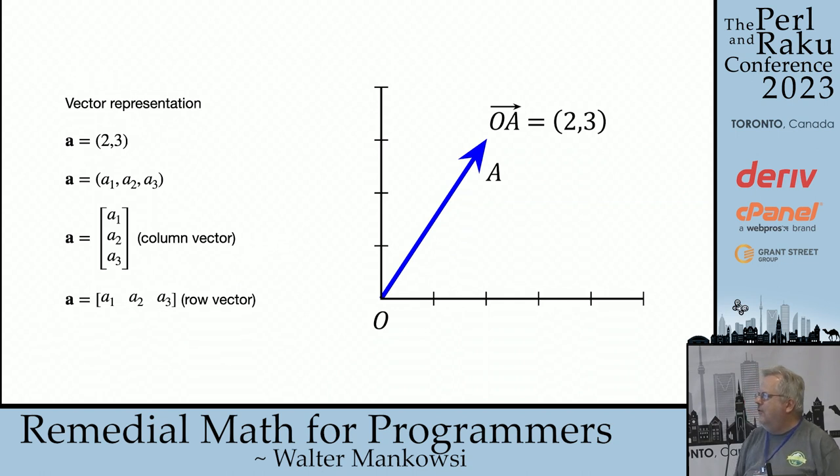They can be represented in lots of different ways. You can think of them as just a tuple. In this case, it's just x and y values. You can think of them as rays. Sometimes they're shown as column vectors or row vectors. Column vector just means it's vertical, and row vector means it's horizontal. And that has to do with working out the math sometimes. So sometimes they're drawn each way.